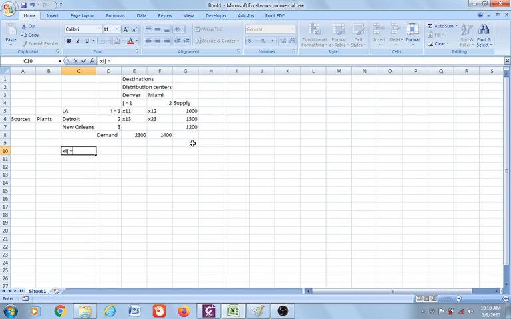So Xij, where Xij is the number of cars we send from plant I to distribution center J. So that's the meaning of the decision variable Xij. Okay, so here we have I equal 1, 2, and 3, and we have J equal 1 and 2.